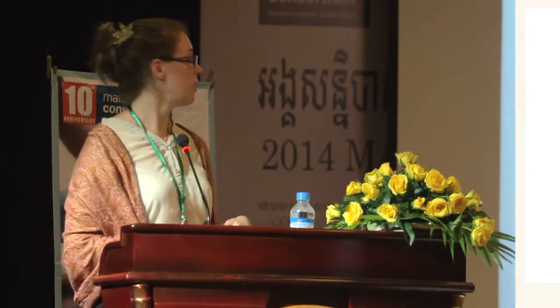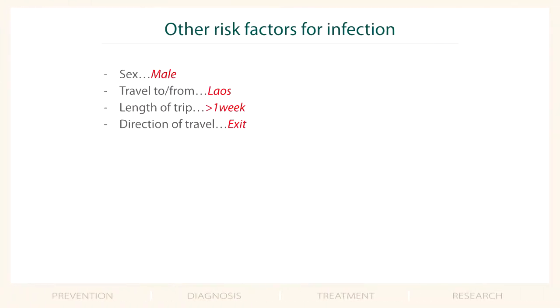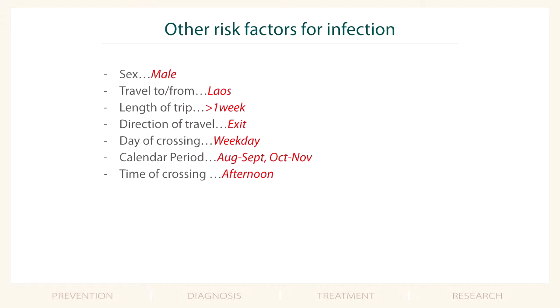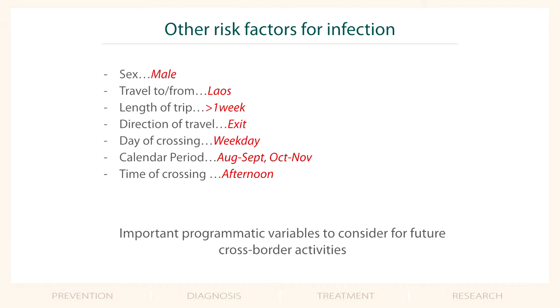So having a trip over 1 week in length had higher odds of infection than less than 1 week or returning on the same day. People exiting Cambodia had higher infection than people entering. And also there appeared to be perhaps a time when infection rates were higher, so weekday compared to weekend. These months compared to later in our study in December, January, and February, and also in the afternoon compared to the morning. And of course, all of these risk factors are important variables to consider for future surveillance activities we can implement at the border.